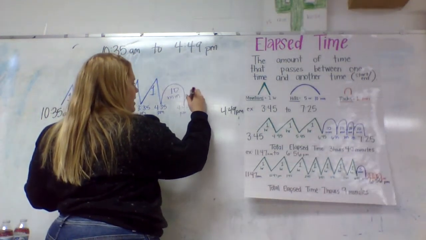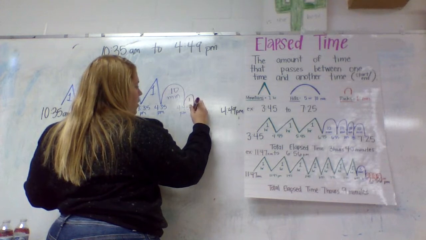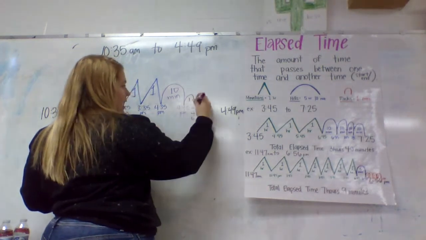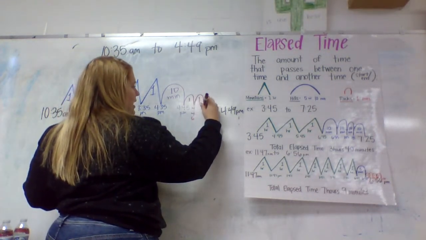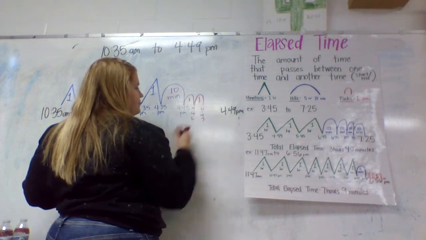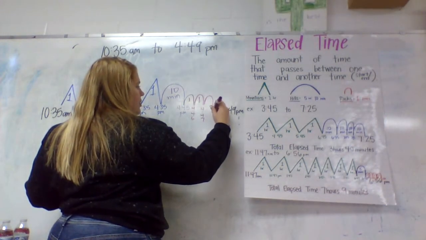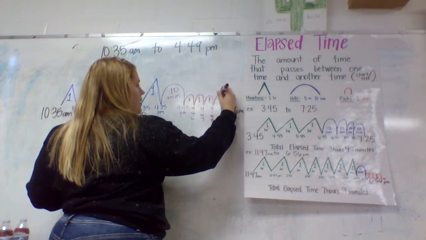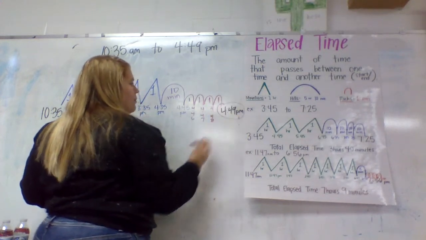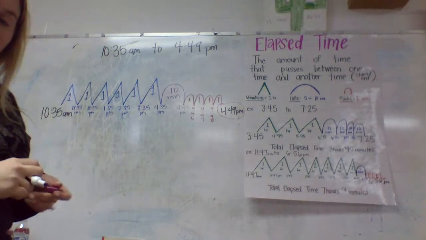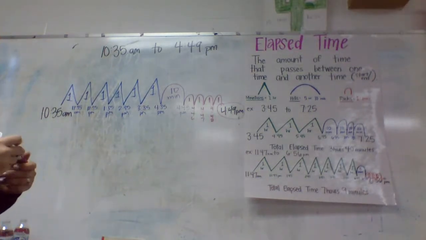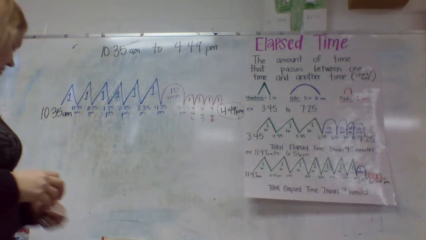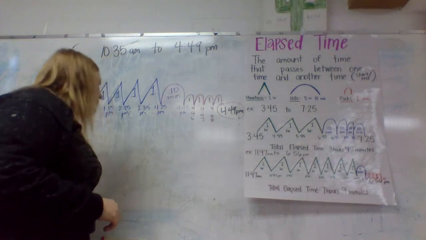4:45 plus 1 minute, that puts me at 4:46 p.m. I can go another minute. Now I'm at 4:47. Another minute puts me at 4:48. I'm getting really close. My last minute puts me at 4:49. So now I've done my mountains, hills, and rocks, and it's time to total them up.